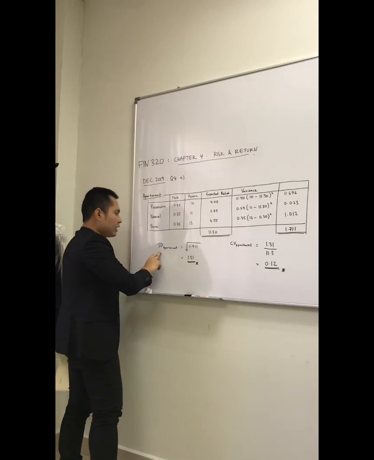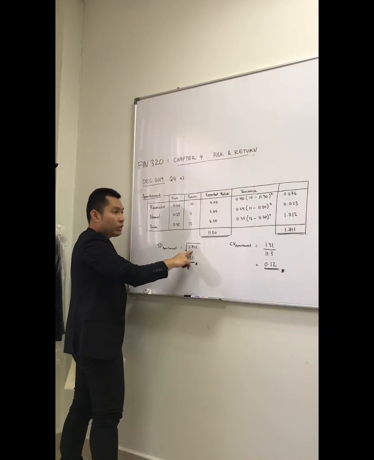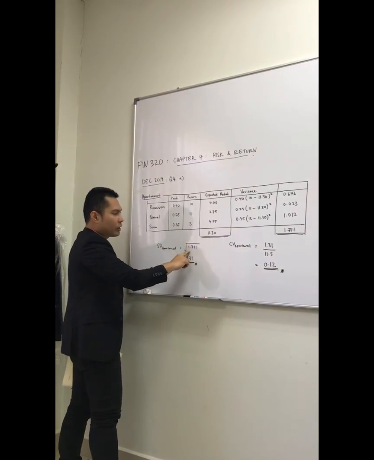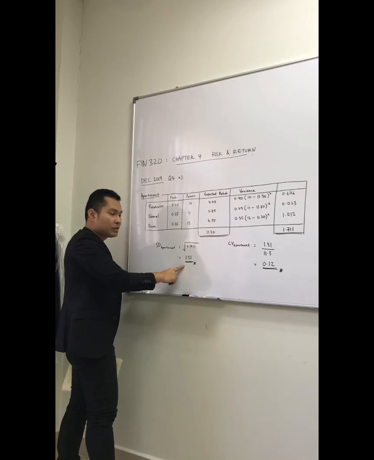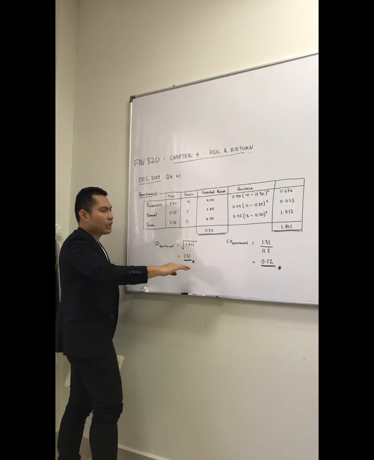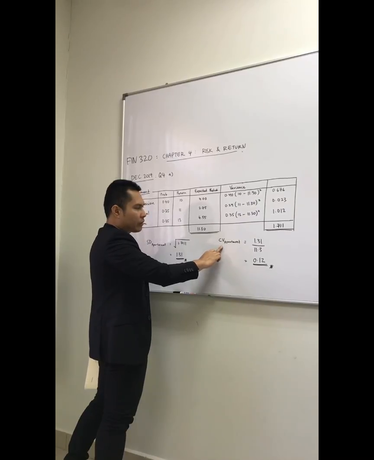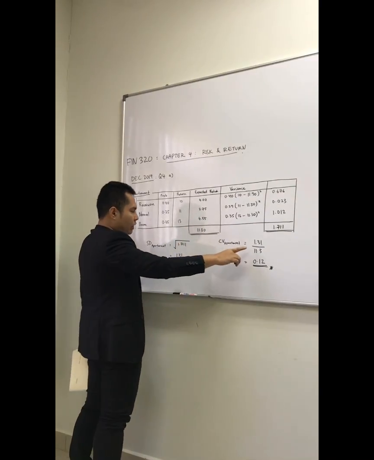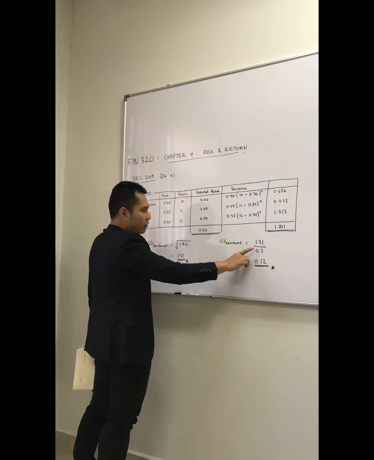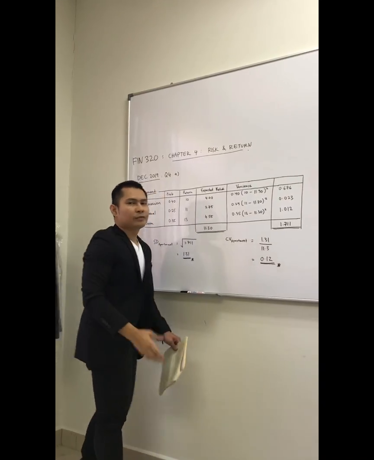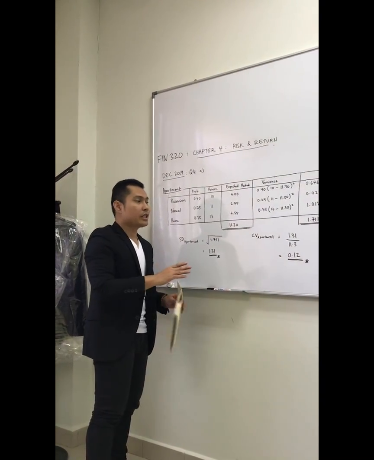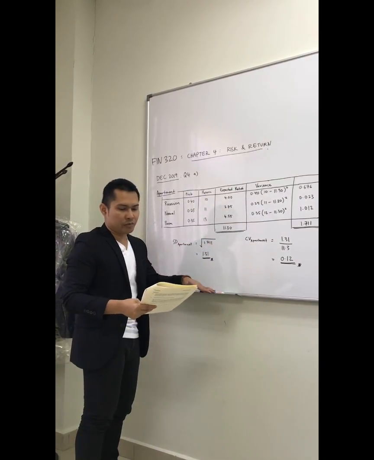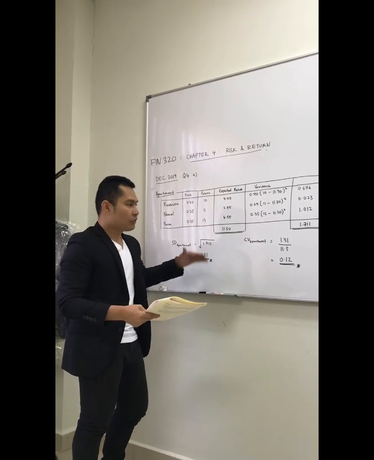Now, to calculate standard deviation of apartment, you square root the variance. 1.71 square root, you get 1.31. Okay, now to calculate the coefficient of variation of apartment, it's standard deviation divided by expected return. So 1.31 divided by 11.3, you get 0.12. Okay, so this is the process. It's the same every semester. So if you know how to do this, then you will be able to calculate for condominium.